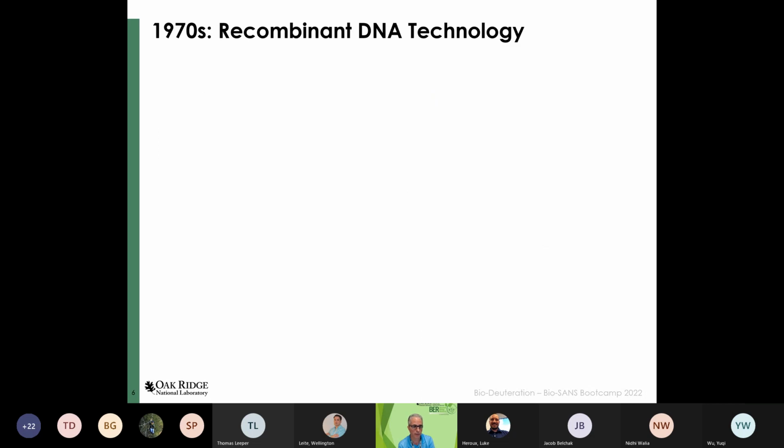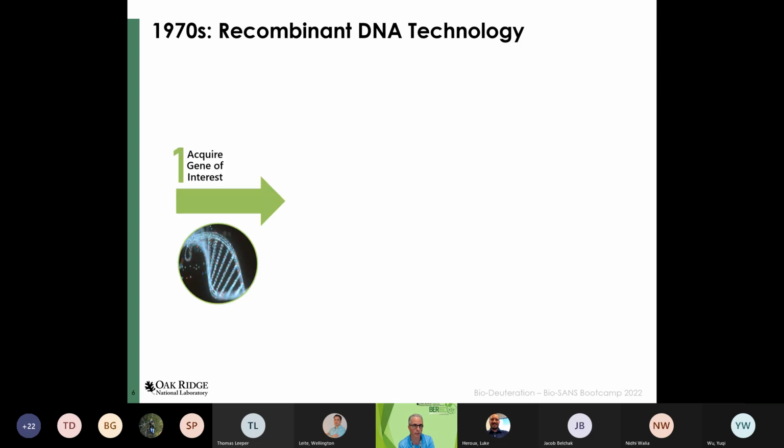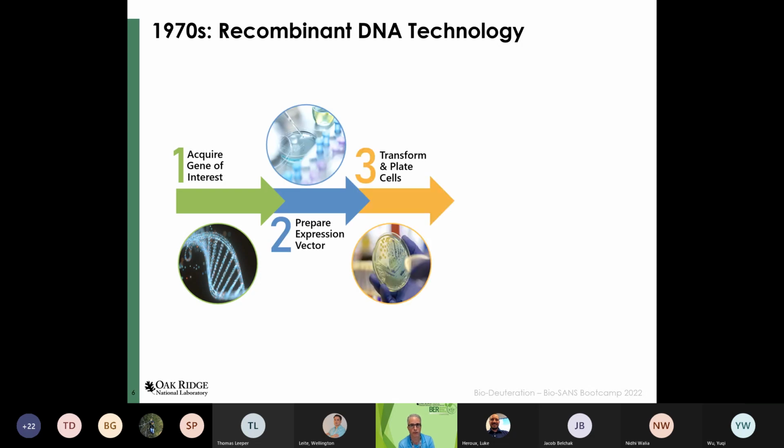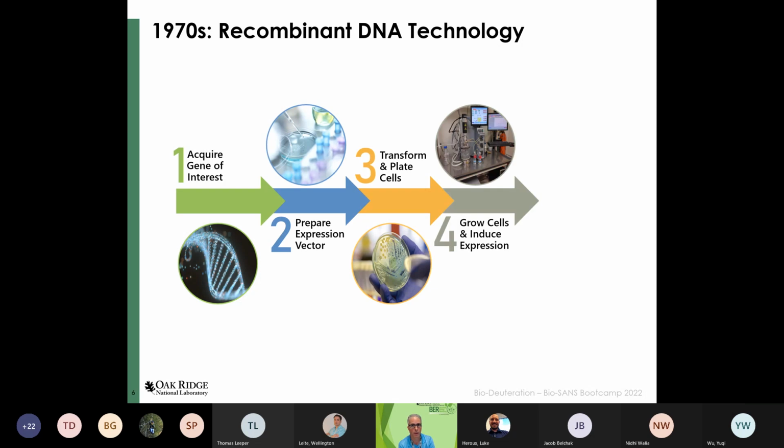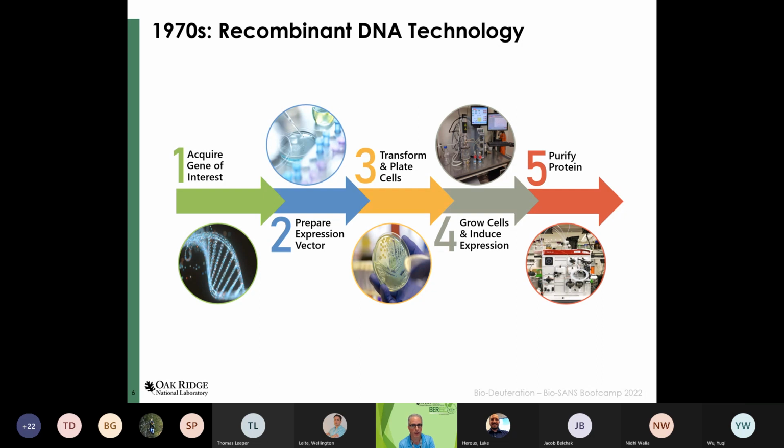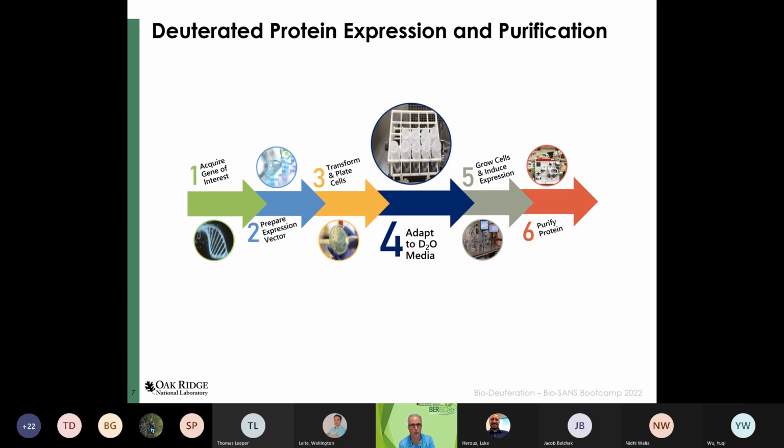But in the 1970s, the advent of recombinant DNA technology allowed us to do more in terms of deuteration, where we acquire a gene of interest, prepare an expression vector, transform our cell type, and then grow those cells, induce expression, and then purify the protein. So when it comes to deuterated protein expression and purification, it's really the same process. One step has been added here where we adapt the cells to D2O media so that they can grow well at a small scale before we scale up and grow them and induce expression.